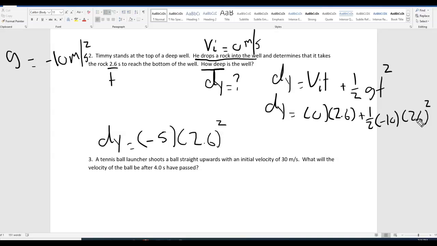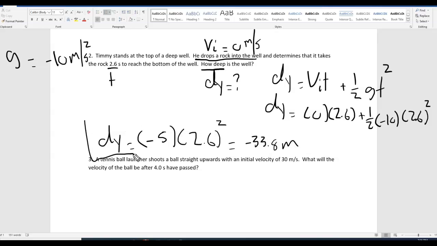Please do not forget to square the time. A lot of people have been making that mistake as well. Okay, so I'm going to do 2.6 squared first because you always do exponents first. Remember PEMDAS. Times negative 5, and I get dy equals negative 33.8 meters.